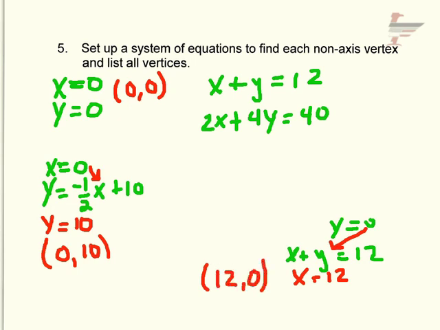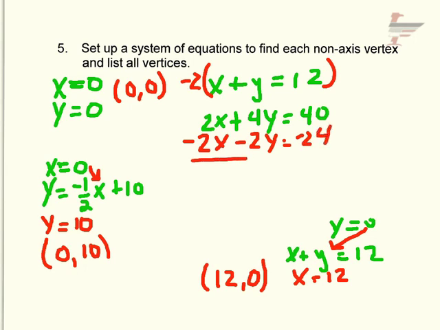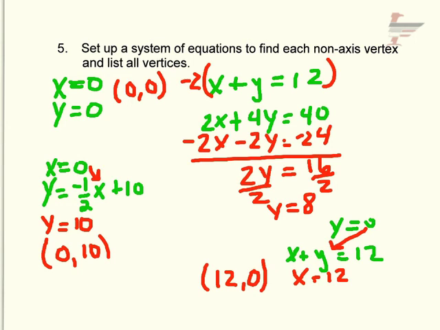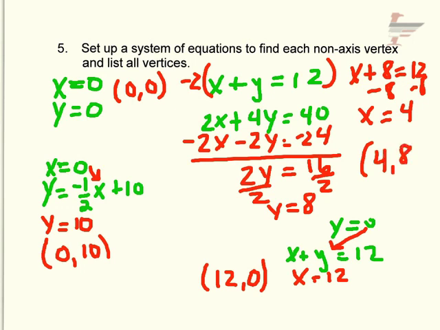And then last, we have to solve the system of equations by elimination. So I'm going to multiply the top equation by negative 2. And then I'd have negative 2x minus 2y equals negative 24. And then when I solve that, I would have 2y equals 16. And when I divide by 2, I would have y equals 8. And then I need to set it back into the equation. So I would have x plus 8 equals 12. And finally, x equals 4. So I would have the point 4, 8.